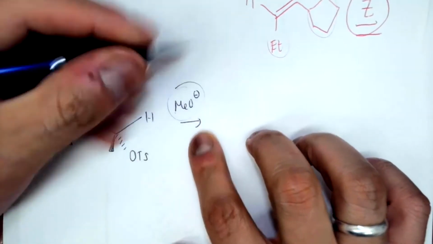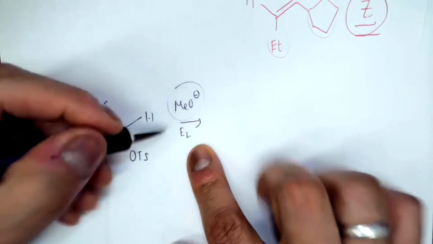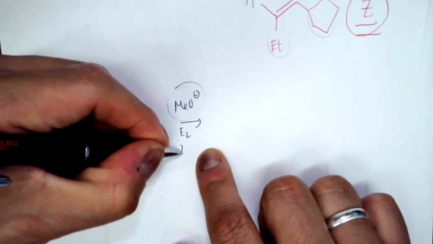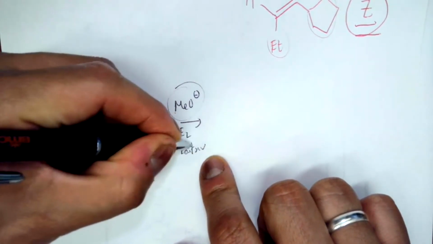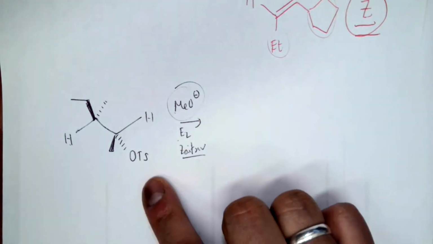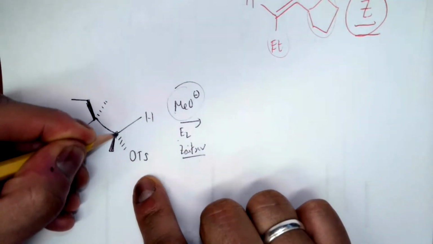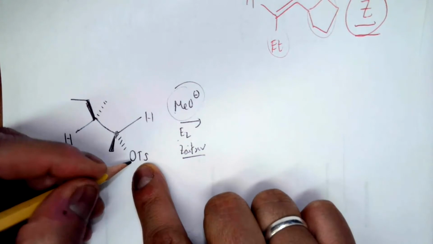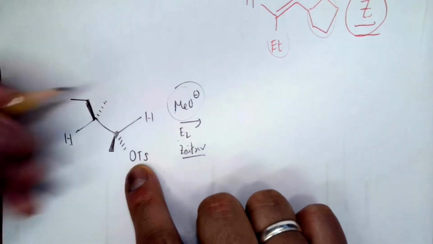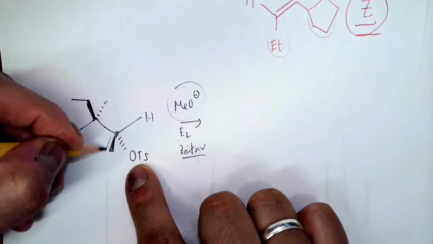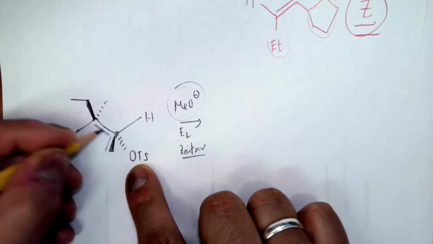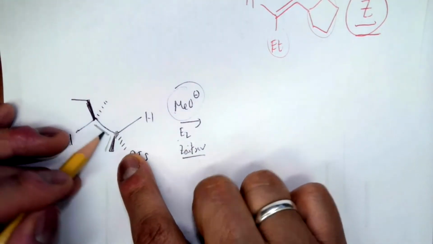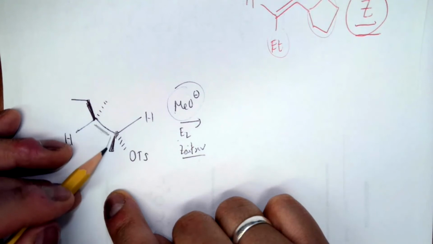I know that a methoxide is an E2 base, strong base E2, and also I know it's a Zaitsev. If it's a Zaitsev, I have to choose the most stable alkene. My leaving group OTS is attached to this one. This is my alpha carbon. I could form an alkene here or alkene here. Out of the two, this one is my Zaitsev alkene. This one is the Hofmann alkene.